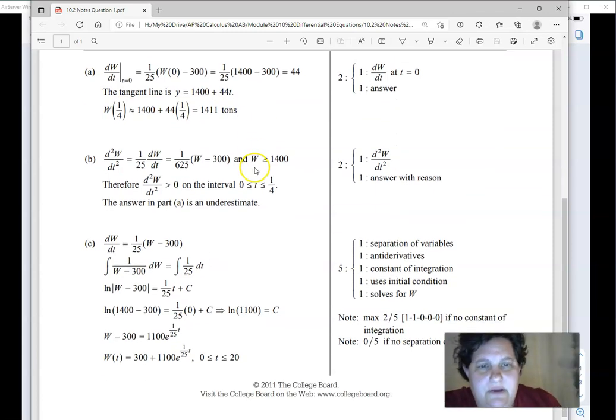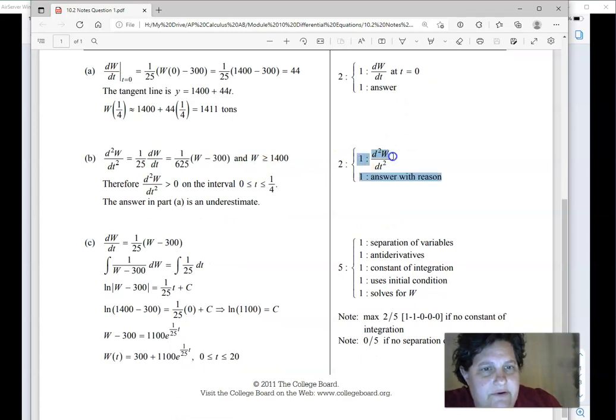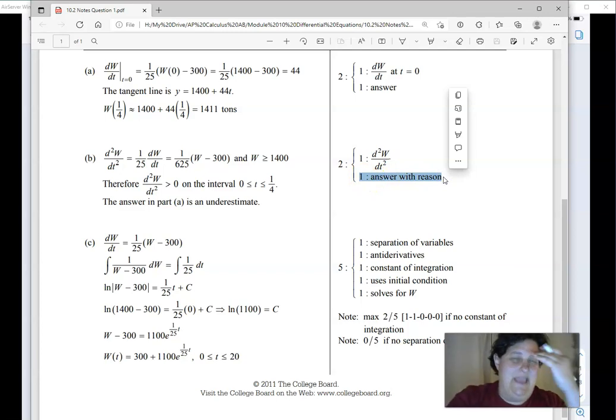That's how that broke up. Okay, this one, you get a point for the second derivative, and then a point for the answer with reason. So even if you couldn't get the answer, just by getting a point for the first part, that's really good, okay? All right, now check out this last one.